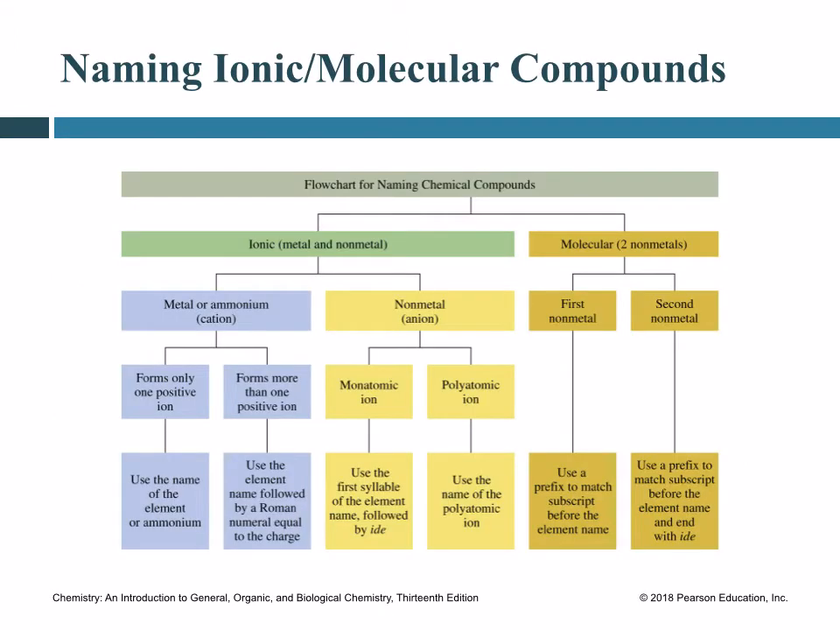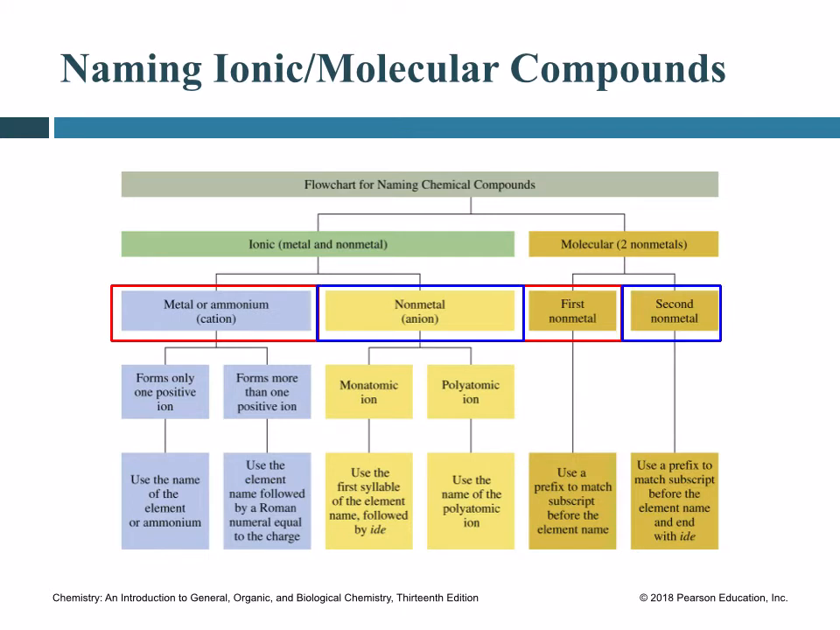Here's a nice flowchart for naming ionic and molecular compounds. Use this flowchart as a study guide and try to commit it to memory. Note how the naming is similar for ionic and molecular compounds. They both start with the metal name or the first nonmetal name, plus the nonmetal name or the second nonmetal name plus IDE. 2 main differences are that for ionic compounds, Roman numerals denote the charge for multivariable charges, while for covalent compounds, prefixes denote multiple atoms of the same element.